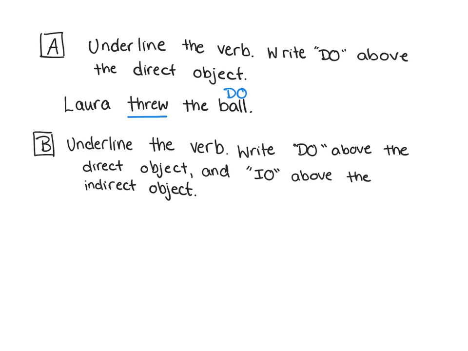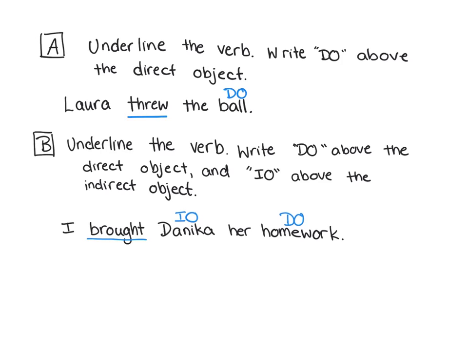For part B, you're going to be asked to look at the sentences and underline the verb, write DO above the direct object, and we're also going to have an indirect object. So you're going to write IO above all the indirect objects. In the sentence, I brought Danica her homework, the action is bring or brought, which is the past tense. So what did I bring? I brought homework. So homework is going to be our direct object. Who did I bring the homework to? I brought it to Danica. So Danica will be my indirect object.